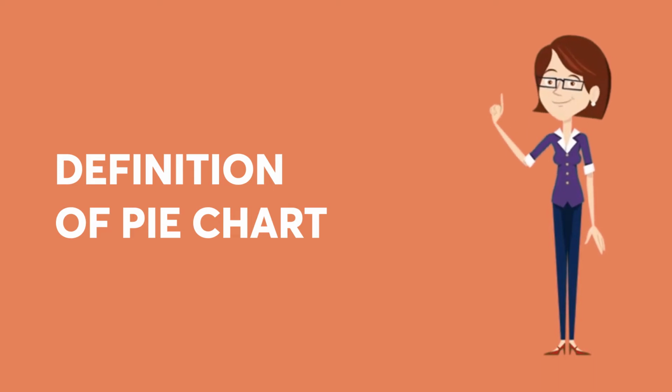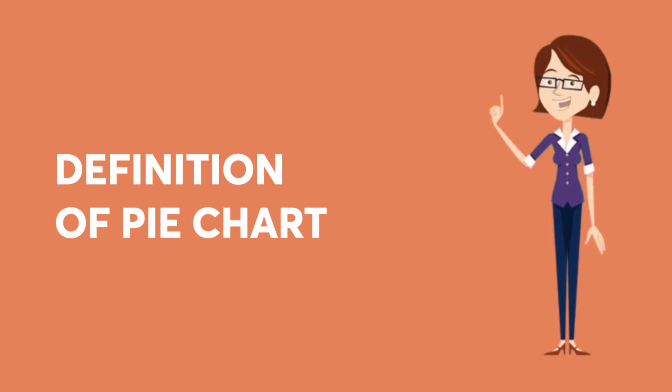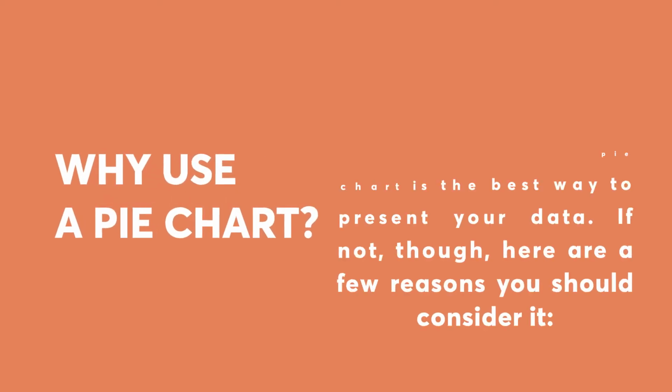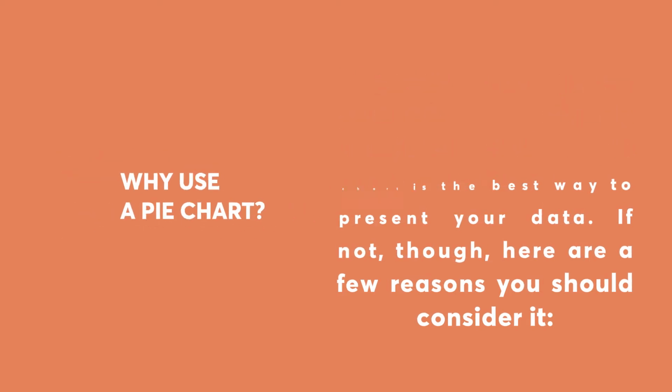In other words, each slice of the pie is relative to the size of that category in the group as a whole. The entire pie represents 100% of a whole, while the pie slices represent portions of the whole. It really looks like a pie. If you are here, you are probably already convinced that a pie chart is the best way to present your data. If not, though, here are a few reasons you should consider it.